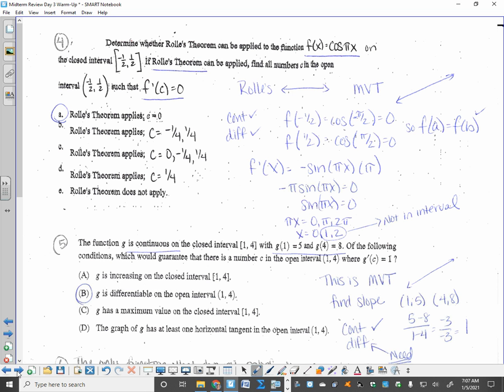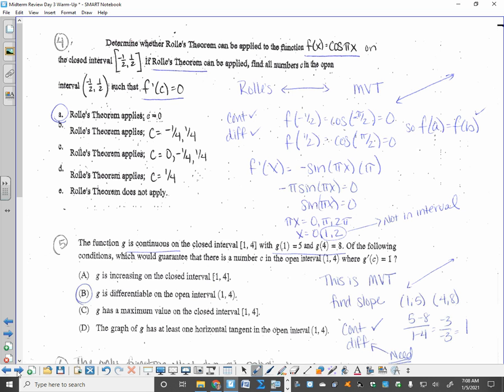Rolle's is a horizontal tangent line, and again, that finds peaks and valleys, because that's where horizontal tangent lines are going to be. The MVT says, I just want some tangent line that's parallel to the secant line that goes through 2 points. So MVT is where you actually find the slope, literally y minus y over x minus x, get that slope, and then set that equal to the derivative. But this is Rolle's, so I know that I want my slope to be 0.